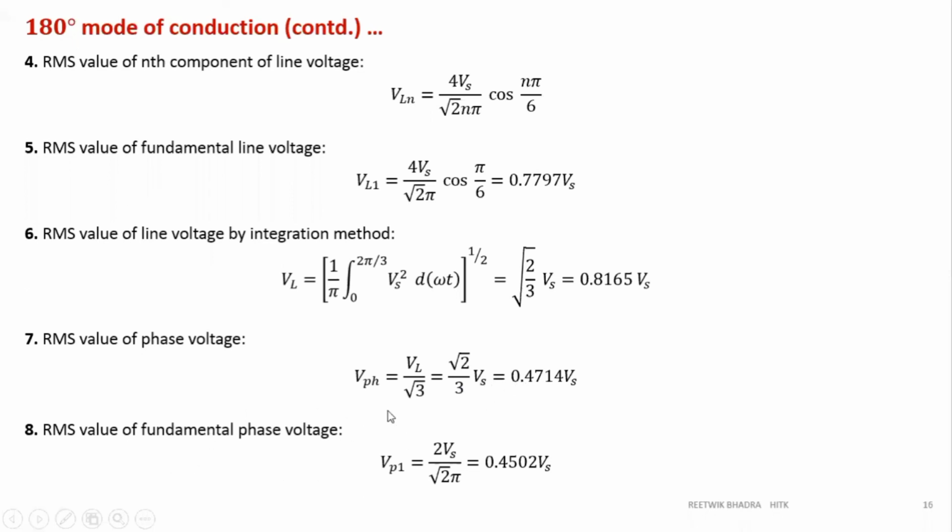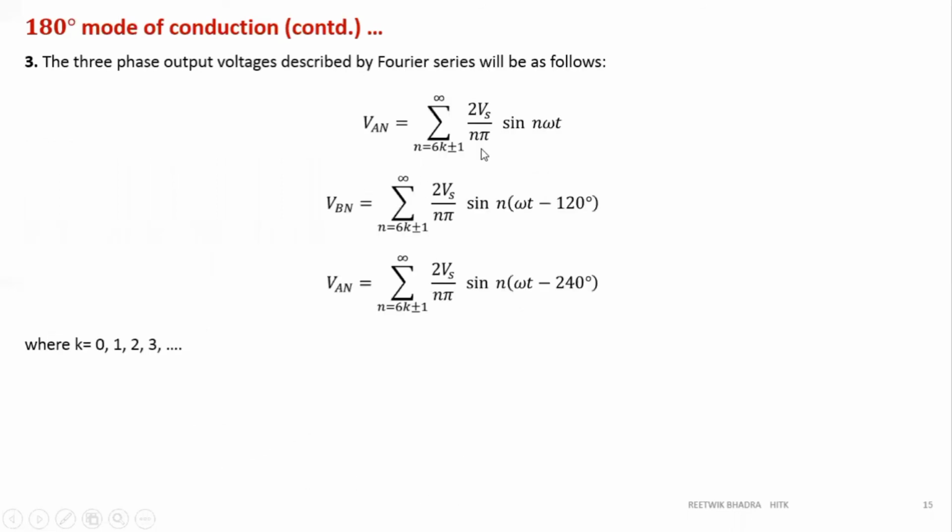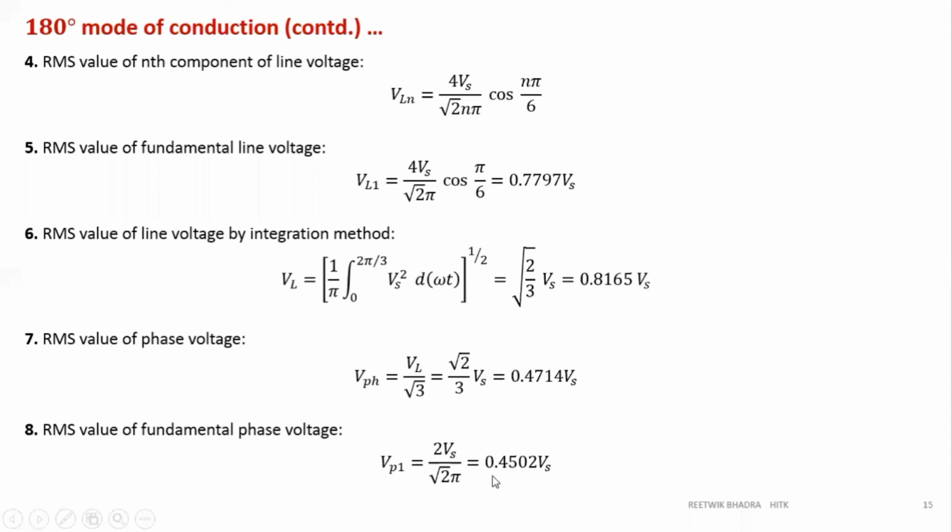And what will be the fundamental component of the phase voltage? 2 Vs by n pi is there, divided by root 2. So 2 Vs by root 2 n pi, fundamental component means n equal to 1, so 2 Vs by root 2 pi, that is 0.4502 Vs. So you should mark these up, because they will be important for GATE and for solving problems. Questions come from here in GATE. They will not ask you to draw all these waveforms which we have drawn. They'll ask you problems from these formulas.